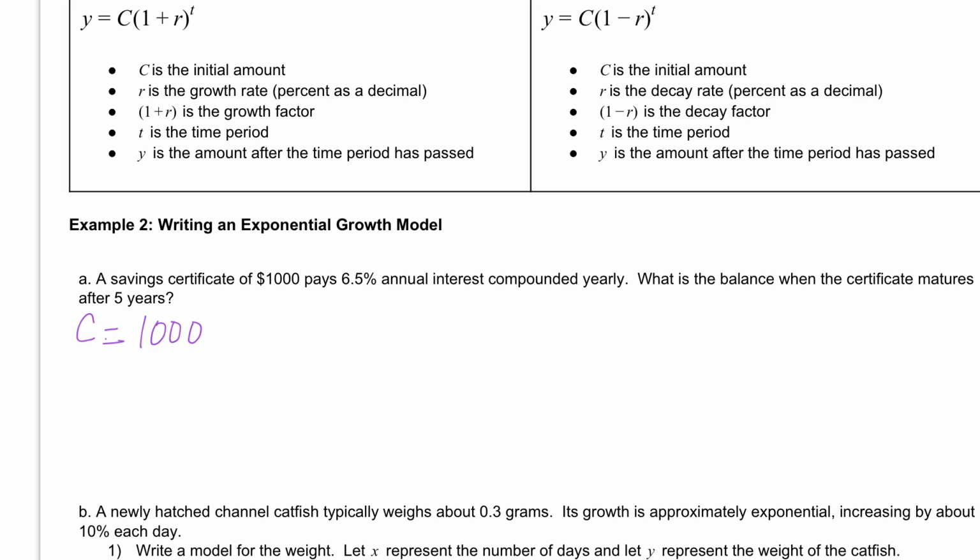Then we need our R, and R is the growth rate, a percent as a decimal. So our growth rate, this is paying 6.5% interest compounded yearly, so 6.5%. Now we have to change that 6.5% to a decimal. So we take the 6.5, and because percent is out of 100, we are basically dividing by 100. And the short way to divide by 100 is just moving that decimal point 2 places to the left. And so we fill in that 0 there. So our R value is 0.065 as a decimal.